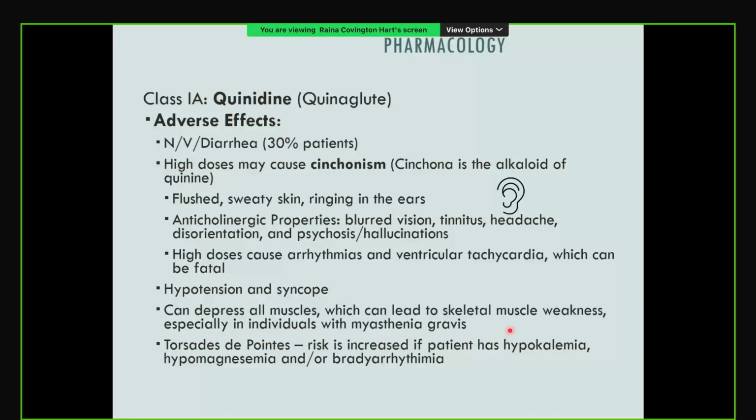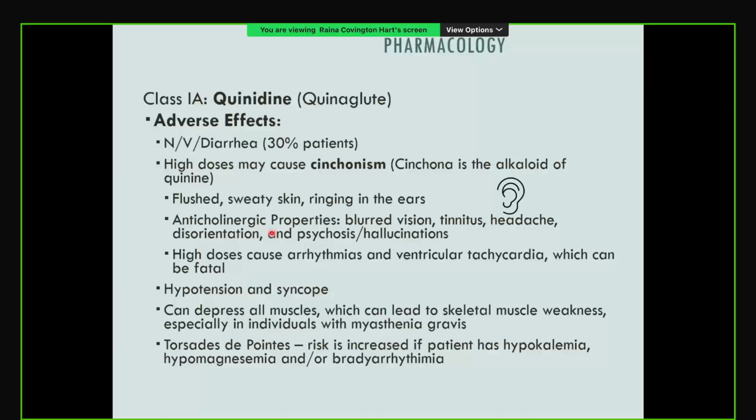So a lot of our patients initially, whenever they're starting it, and this is why we like to see if we can go slow, see if they can tolerate it, will experience the nausea, vomiting, and diarrhea. You also have something that is associated with higher doses, which is going to be cinchonism. It's essentially them having ringing in the ears. Their skin will be wet or sweaty, I guess is another way to say it. And again, you can see flushing, and some of them will say that they feel warmth because of their skin flushing. We also have these anticholinergic properties that can happen. Again, these are associated with our higher doses.